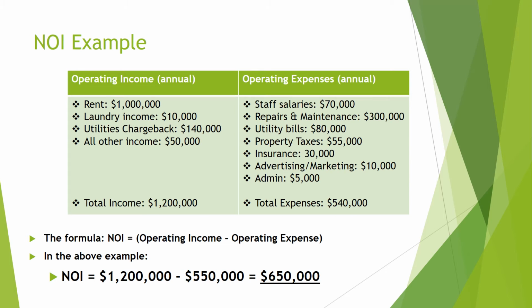On the operating expenses, and these are all made up numbers, just for the sake of the example, let's say we pay $70,000 in salaries and $300,000 in repairs and maintenance, another $80,000 for the utility bills, and property taxes is another $55,000. Insurance at $30,000, advertising at $10,000, and admin at $5,000. That total expense comes to $550,000. So when we use our formula of operating income less operating expenses, what we get is $1,200,000 less $550,000. So this specific example property is going to have an NOI, net operating income, of $650,000.